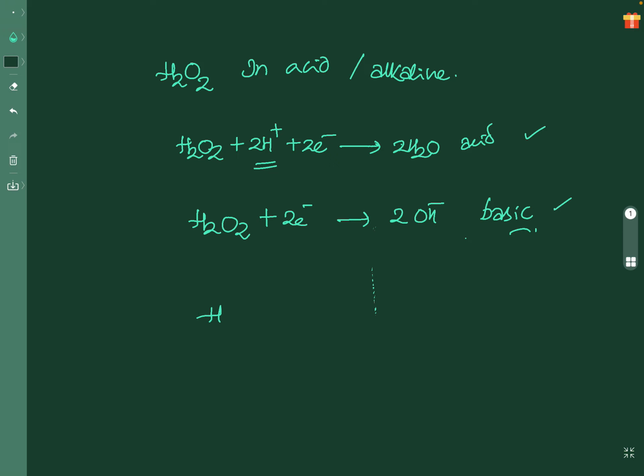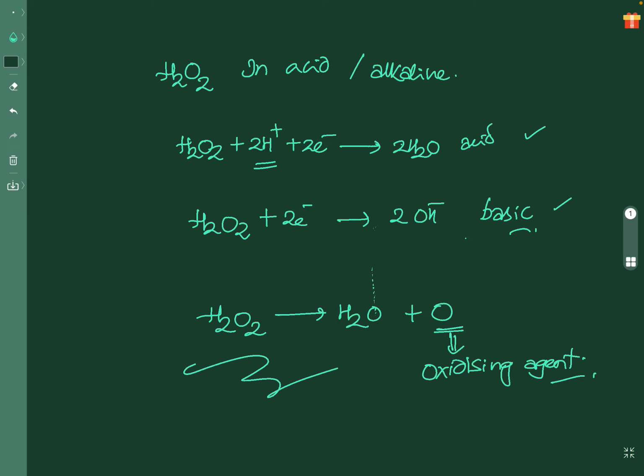So overall, you can say hydrogen peroxide gives rise to water and a nascent oxygen. Because of this oxygen, it is a very good oxidizing agent. It is an easy way to remember: hydrogen peroxide gives you oxygen. See how the reactions are going to be. Very interesting. I will give you some daily life examples also. First, in acid medium, I give you the balanced equations only so that it will be easy for you.